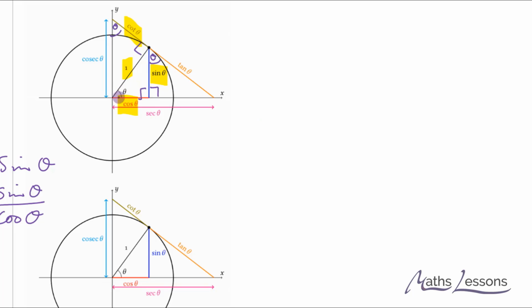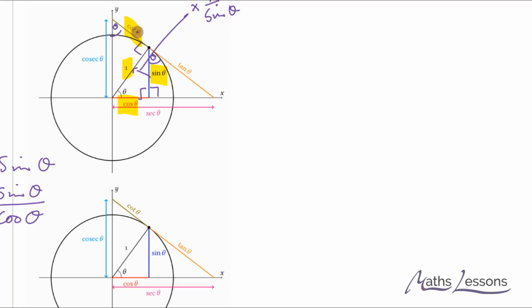So if we're going from this triangle here to this triangle here, we can do the scale factor of enlargement from sine to 1 or cos to cot theta, it doesn't really matter. So we'll do it from sine to 1. Going from sine to 1, the scale factor will be times by 1 over sine theta.